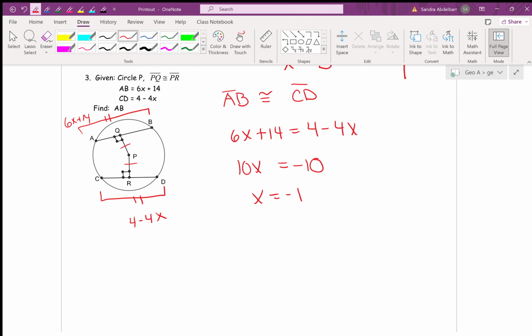Is it okay to have a negative x value? Absolutely. You're allowed to have a negative x. What's not okay, AJ? Good, if when you plug in, the sides or angles are negative. So now we want to find AB. When I plug in for AB, I get 6 times negative 1 plus 14. So we get negative 6 plus 14, which is 8. And that is absolutely perfectly fine.